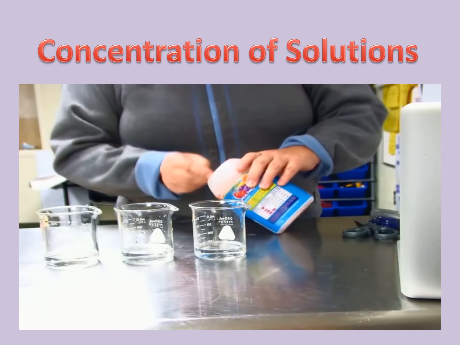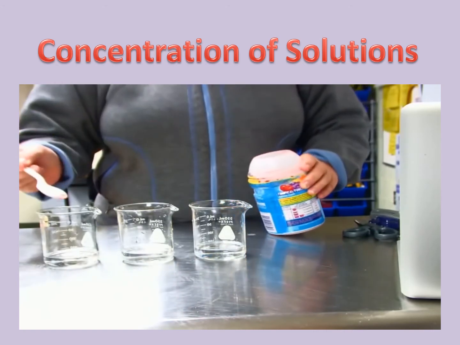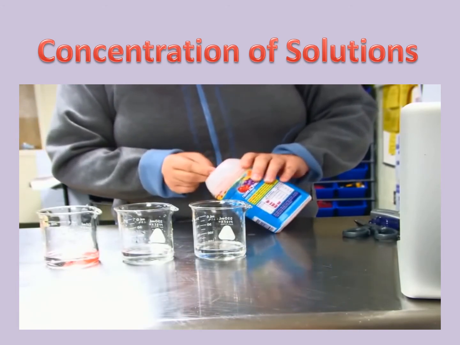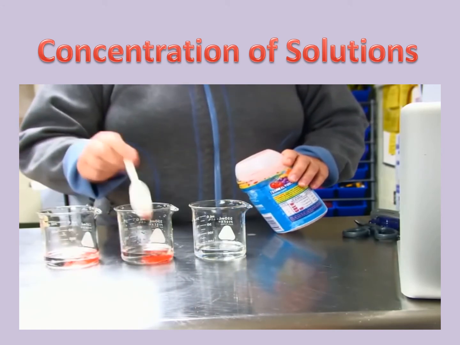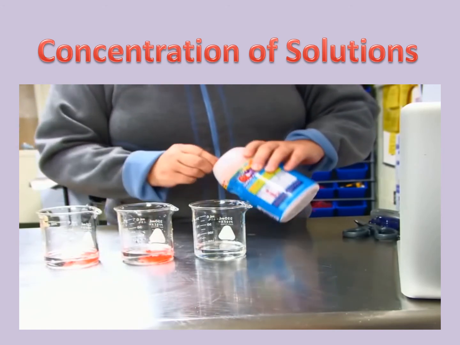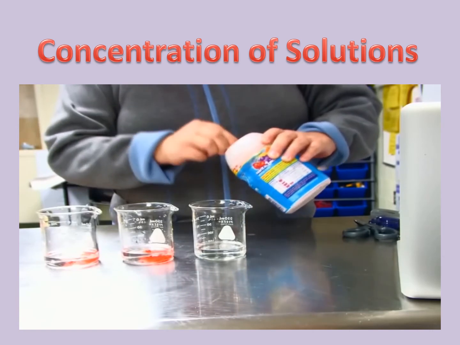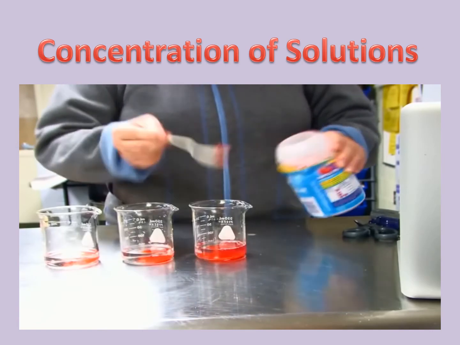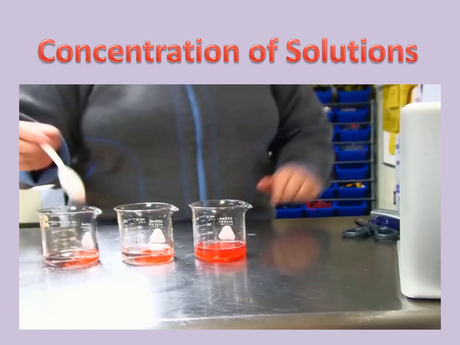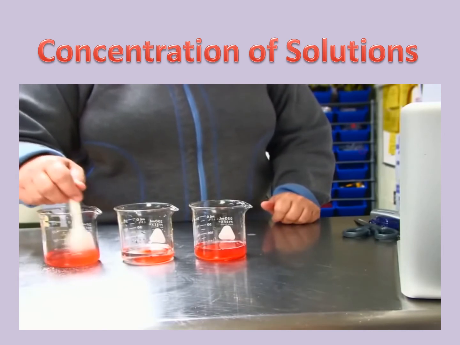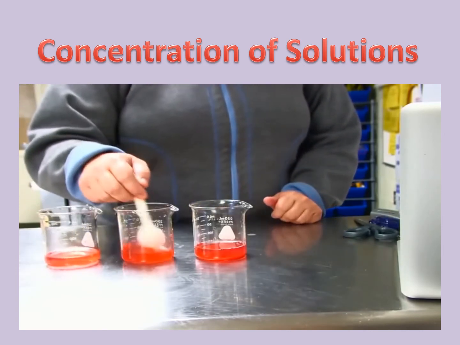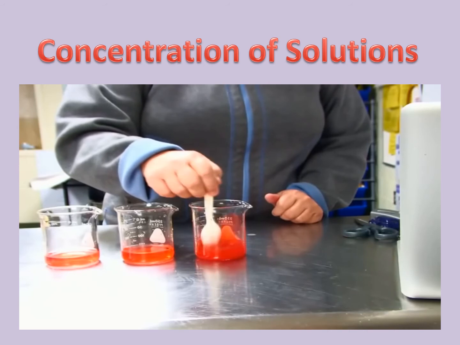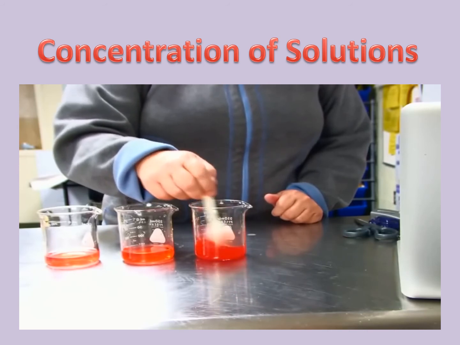In the first solution, I'll add about a quarter of a teaspoon of solute. In the next one, about half a teaspoon. And then in the next one, I'll add about 2 teaspoons. And I'll stir them up. And you'll notice a difference between each of them.